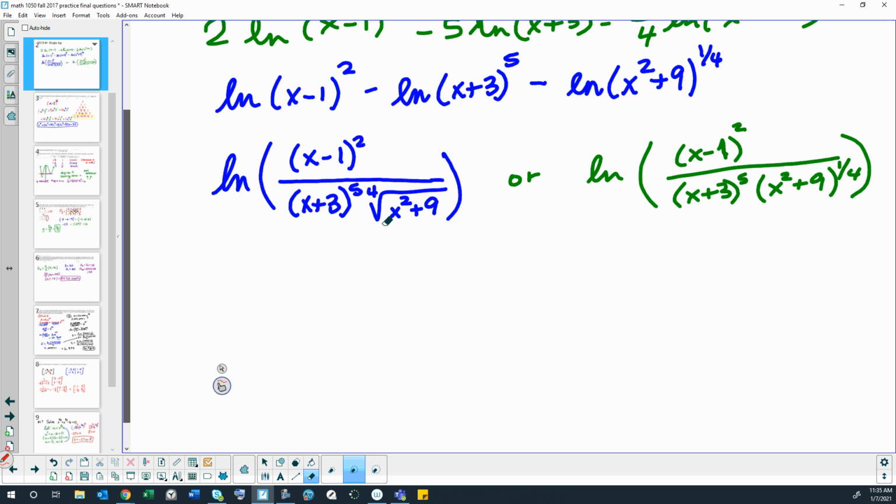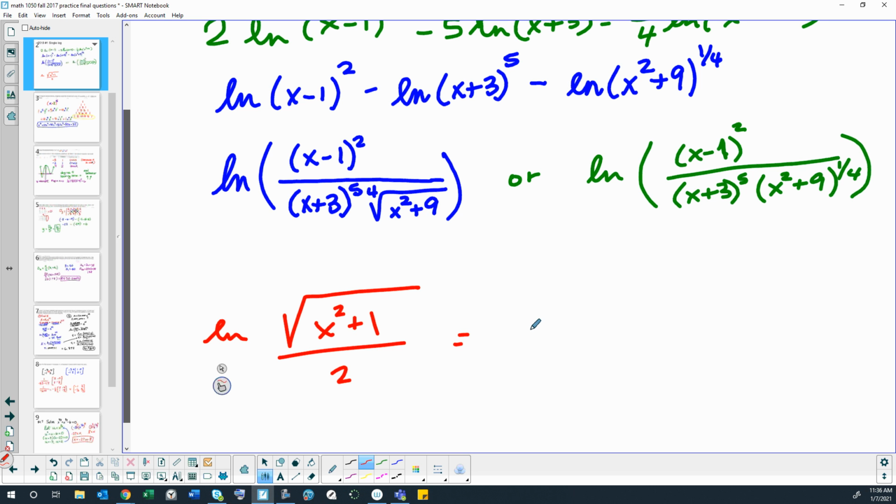And then the other thing they did in the answer key was they didn't change the 1/4 power to a 4th root. They just left it. But just keep in mind, if you ever had a problem with a root in it, like let's say you had the log of a root of something, I don't know, I'm making something up, over 2, sure, that's what came to mind. Then we would rewrite that as a 1/2 power.